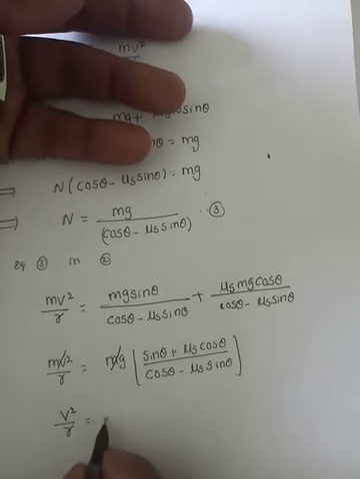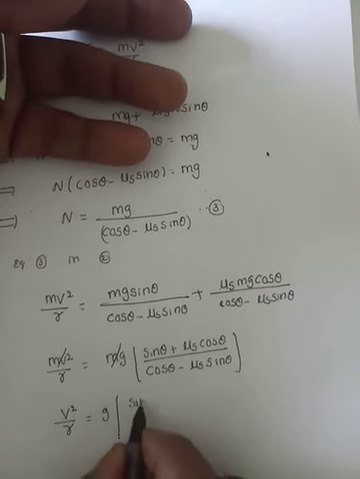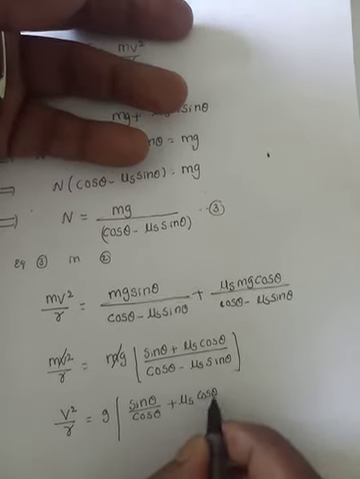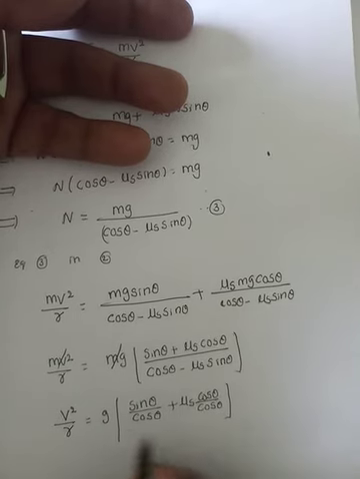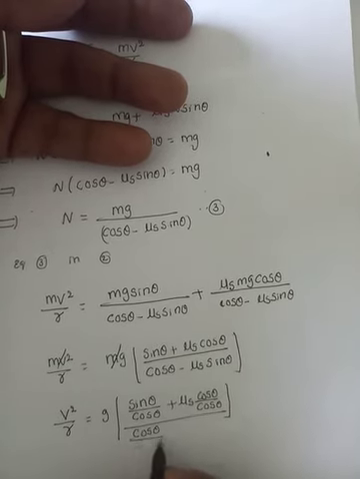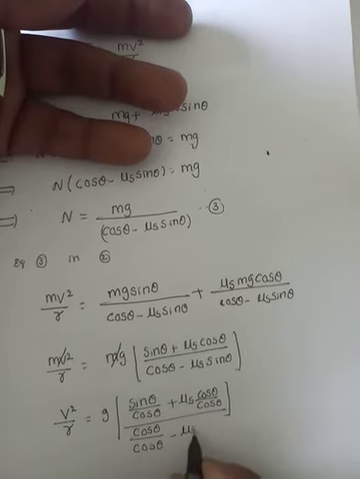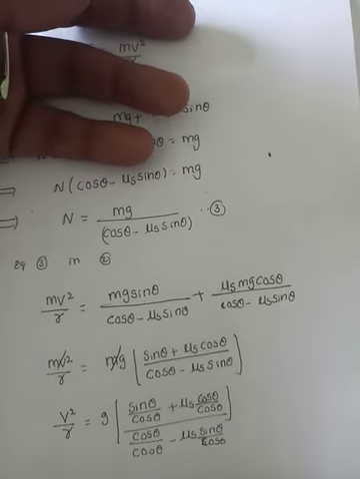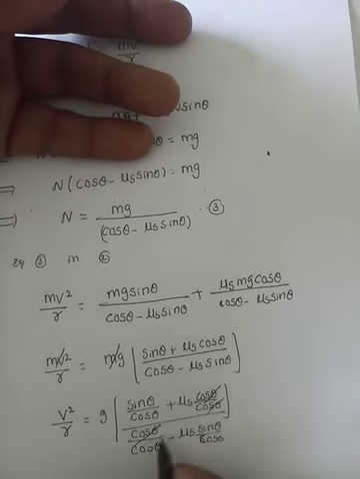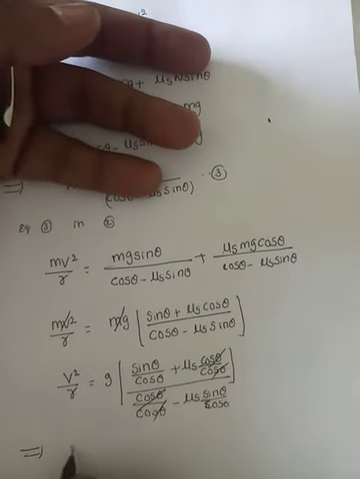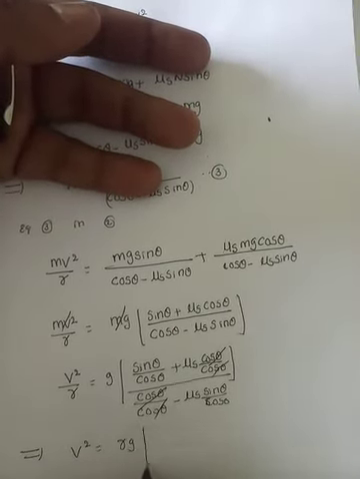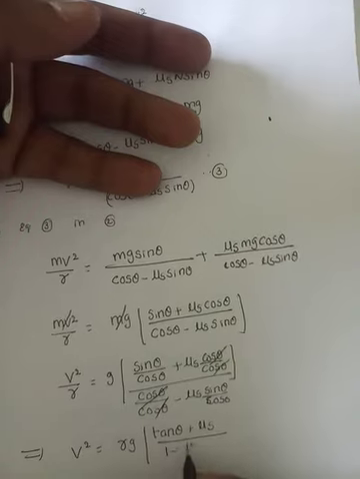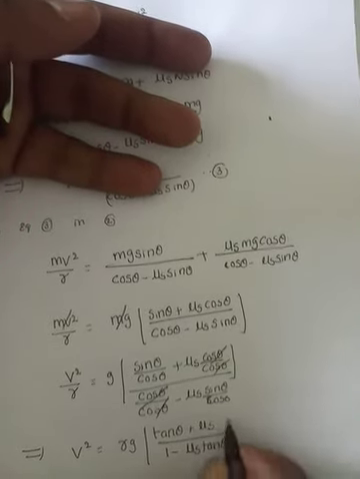v square by r is equal to g into sin theta by cos theta plus mu s cos theta by cos theta, divided by cos theta by cos theta minus mu s sin theta by cos theta. Sin theta by cos theta is what? Tan theta. Cos theta cancels, cos theta cancels. What do we want? Velocity, right? v square is equal to rg into tan theta plus mu s by 1 minus mu s tan theta.